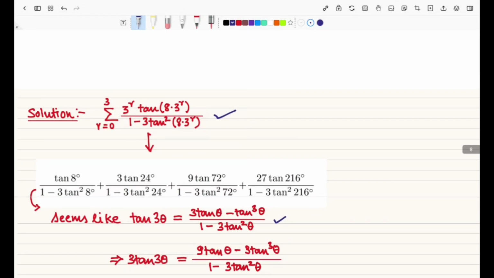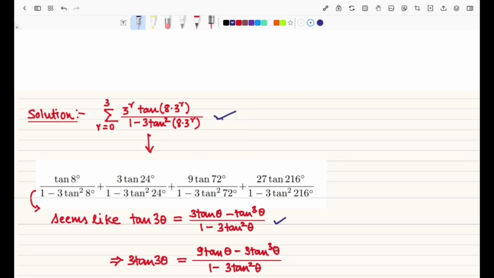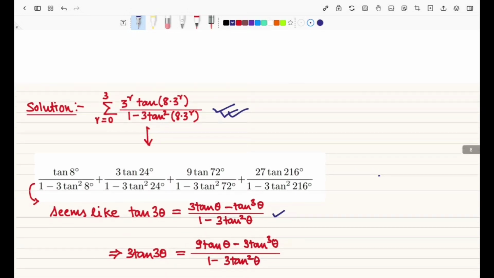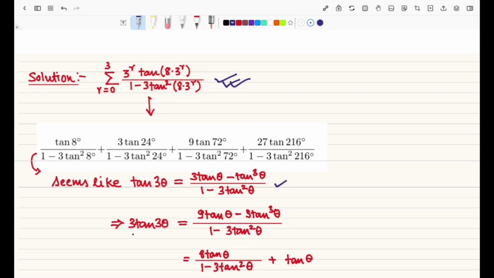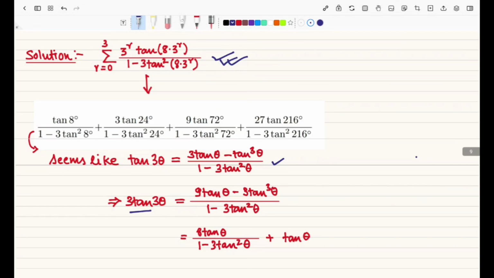So what you do is you try to formulate an expression of this kind, right? This given general term of the series, you try to formulate an expression in the general term so that you can try to understand it better. So what I do is I multiply 3 times tan of theta. After that, what happens is I get the value of 8 tan theta divided by 1 minus 3 tan square theta plus tan theta as follows, right? I basically try to simplify this. This is just a simplification which you need to understand, right? It's nothing to memorize about, it's just simplification.